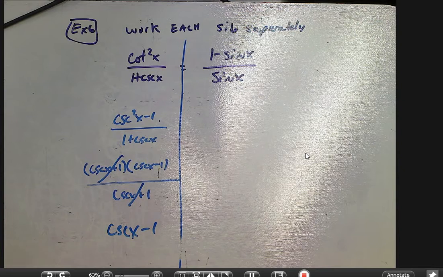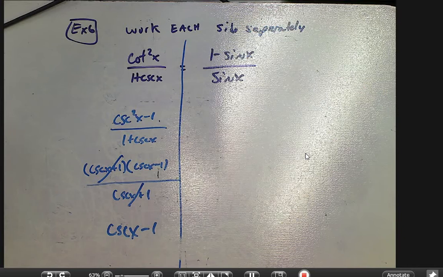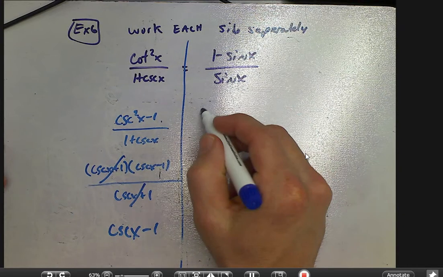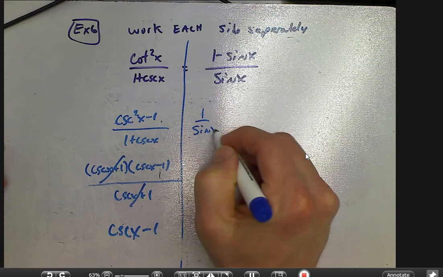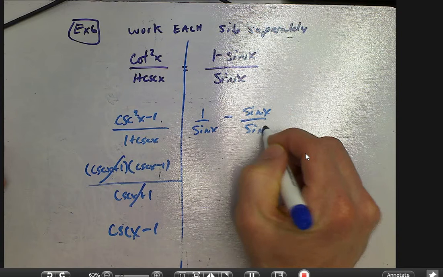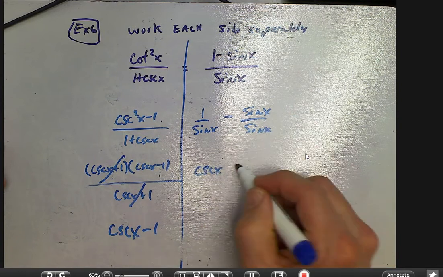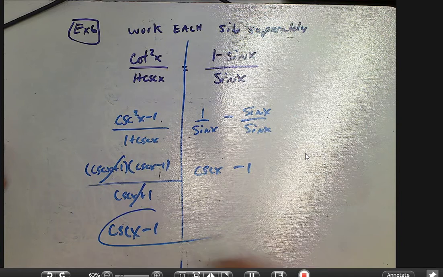Let's see if I can make it into the same thing over here on the right. Well, on the right, I'm going to break this into two fractions, 1 over sine of x minus sine of x over sine of x. Well, that looks pretty convenient. 1 over sine is the cosecant of x. Sine over sine is 1. Voila. I've made the two sides match each other. That's how you do it.